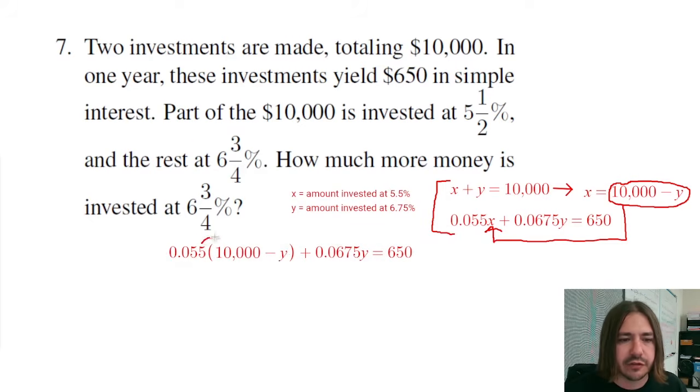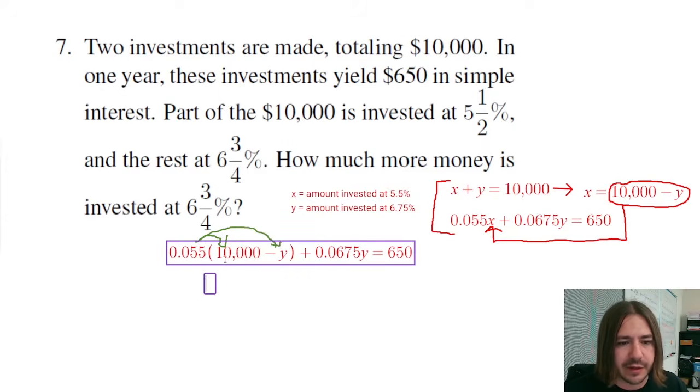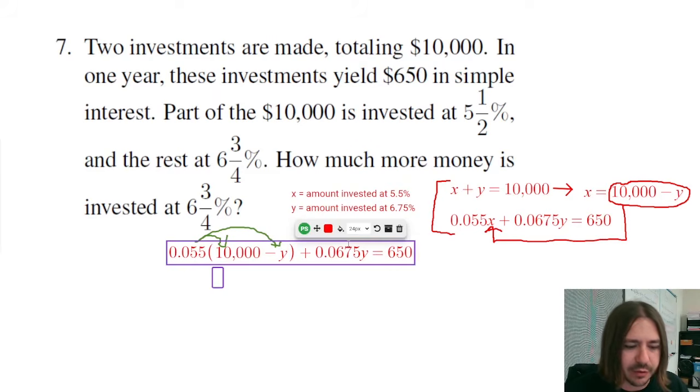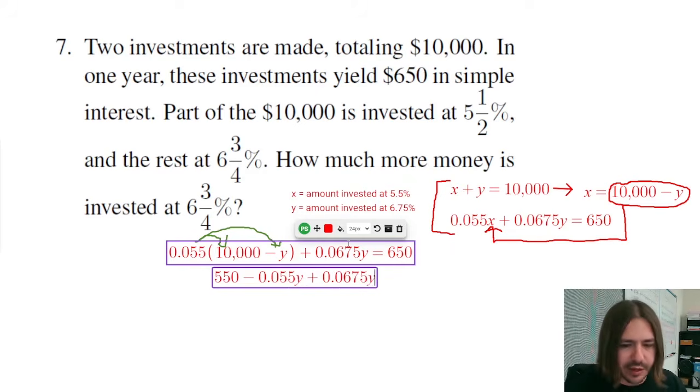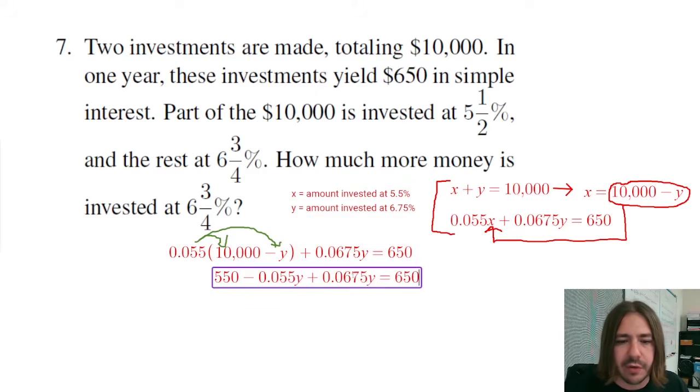So to solve this, first I'm going to distribute this 0.055 to both 10,000 and negative y. Multiplying this by 10,000 is just going to have me move the decimal over 4 places. So luckily that arithmetic works out pretty good. And it comes out to 550 minus 0.055y plus 0.0675y equals 650.